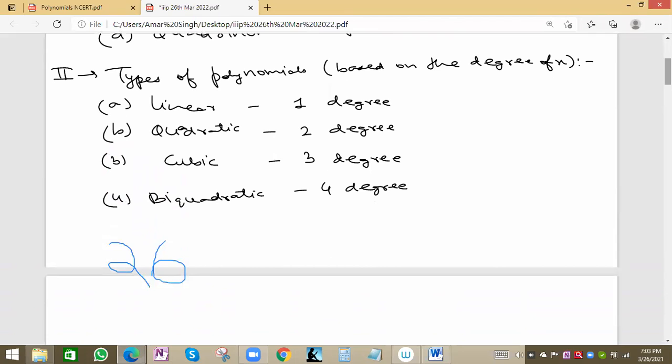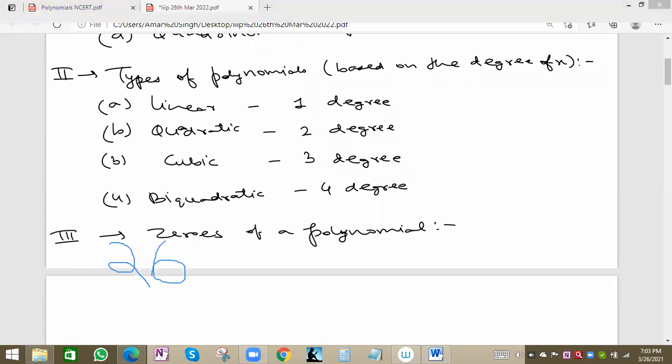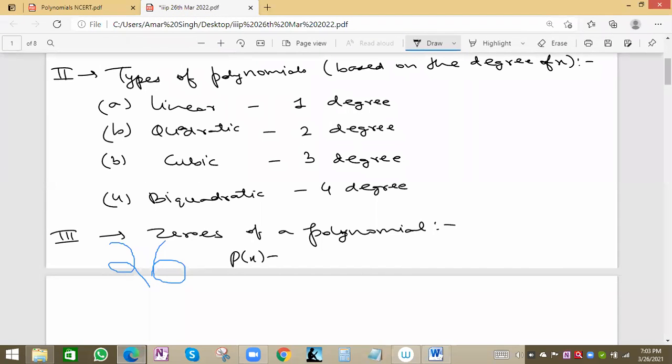Then the third concept we have seen in this chapter was zeros of a polynomial. What are zeros of a polynomial? Suppose p(x) is x plus 2 or x minus 2. So zero of a polynomial means the polynomial will attain the value 0. That means p(x) will be 0.